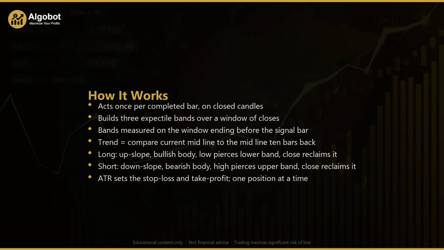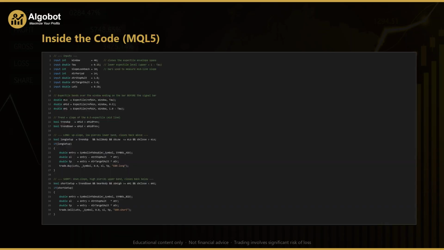That gives a reward-to-risk ratio of roughly 3 to 1.8. The expert advisor also holds only one position per magic number at a time, so it won't stack trades on the same signal. Let's look at the actual MetaTrader 5 code on screen.